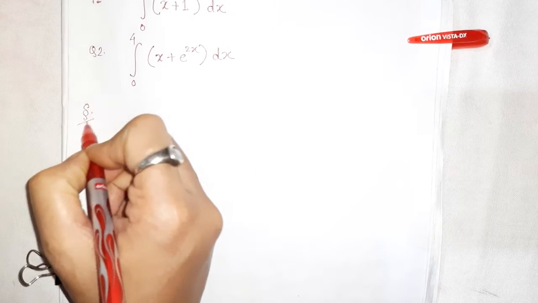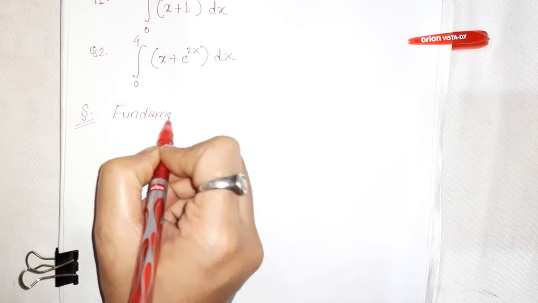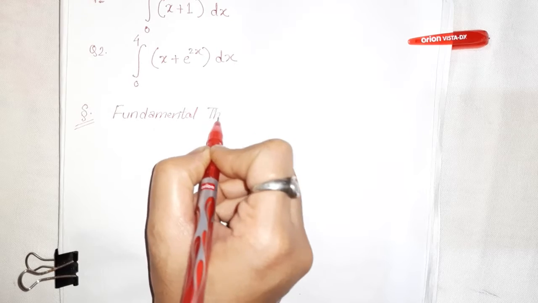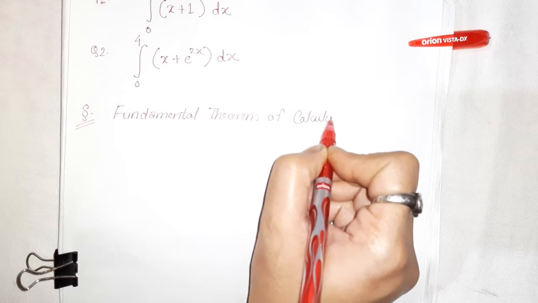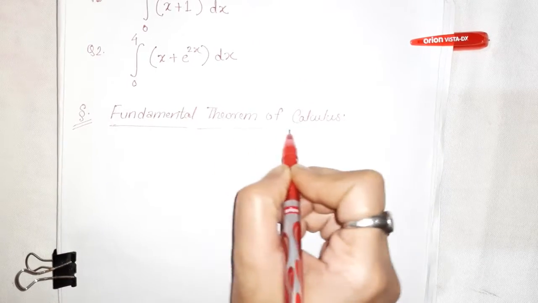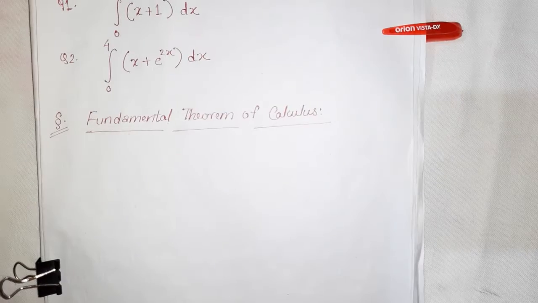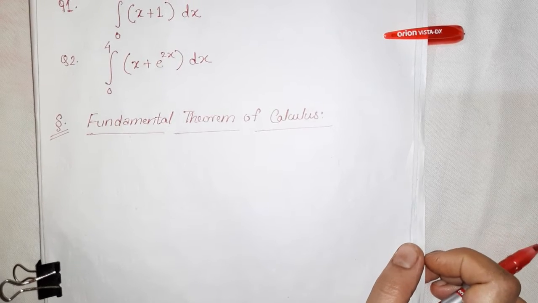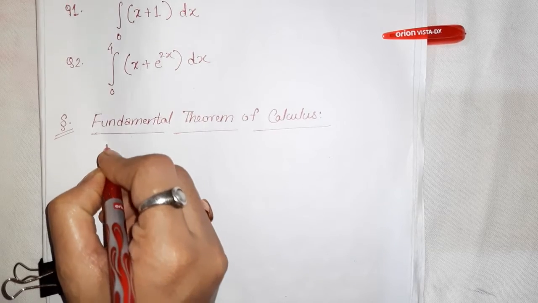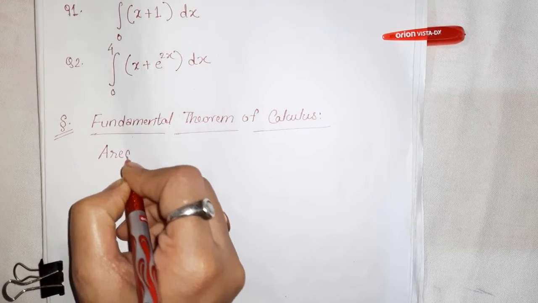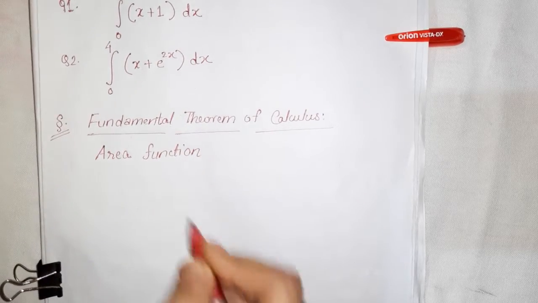fundamental theorem of calculus. There are two theorems in calculus. These are two fundamental theorems. And the first theorem we define on the basis of the area function. So first we understand what an area function is, how we get an area function.